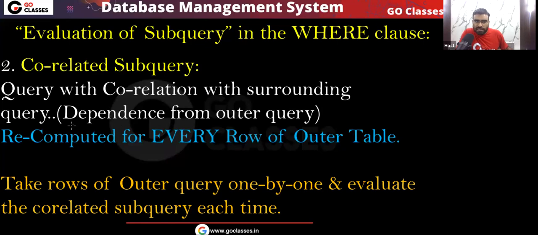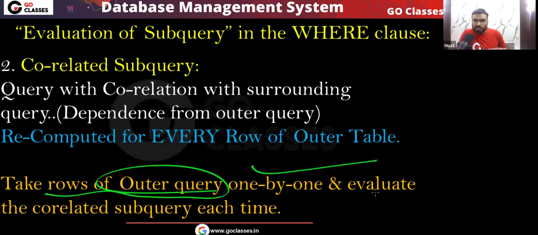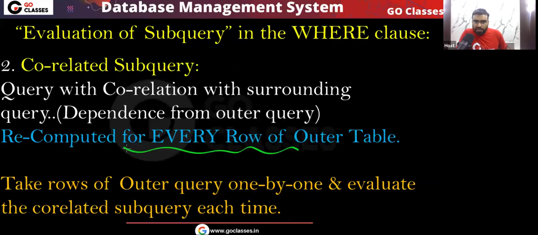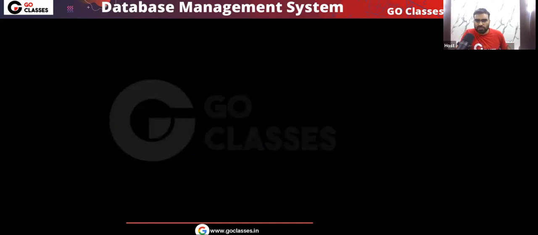Yes or no? Basically, the inner query, the subquery, is dependent on the outer query. There is correlation with the surrounding query. This type of subquery is called a correlated subquery. And how to evaluate it? That is very simple. Take rows of the outer query one by one and evaluate the correlated query each time. For every tuple of the outer table, recompute the inner query. Very simple.